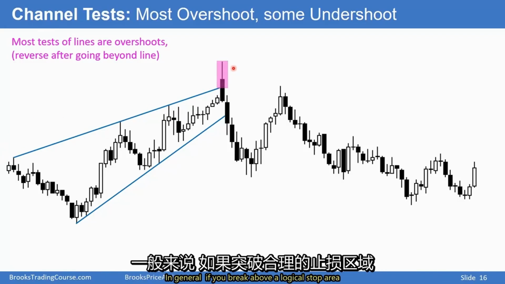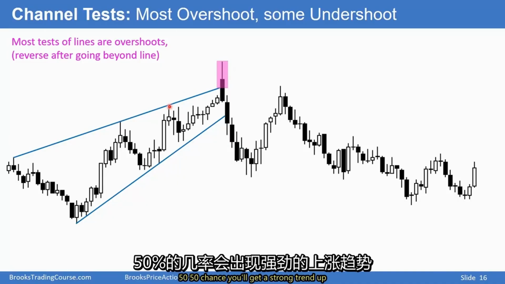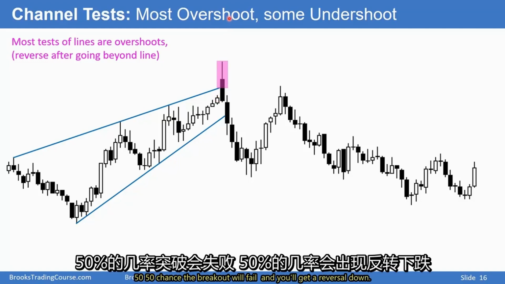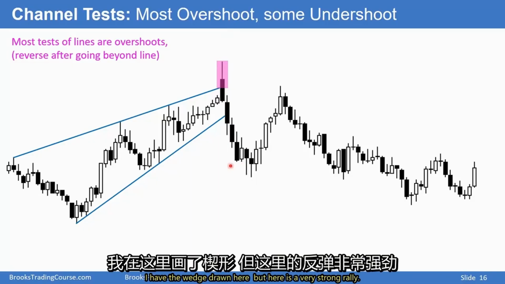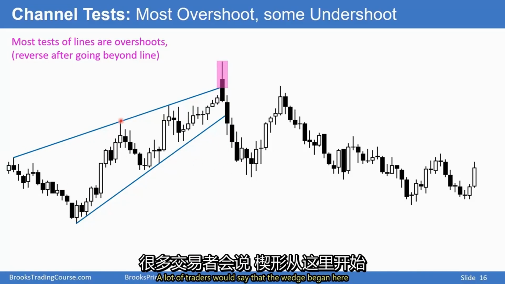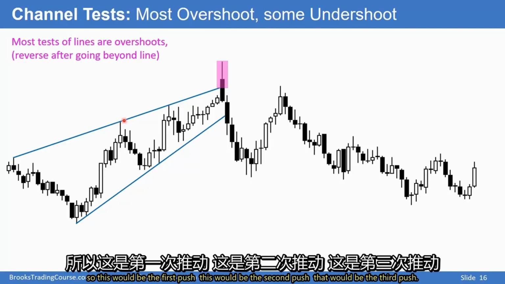In general, if you break above a logical stop area, 50-50 chance you'll get a strong trend up, 50-50 chance the breakout will fail and you'll get a reversal down. I have the wedge drawn here, but here is a very strong rally. A lot of traders would say that the wedge began here, so this would be the first push, this would be the second push, that would be the third push.